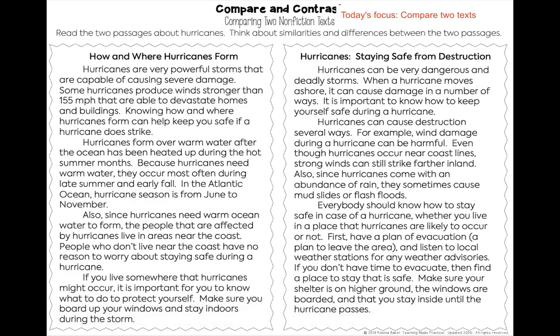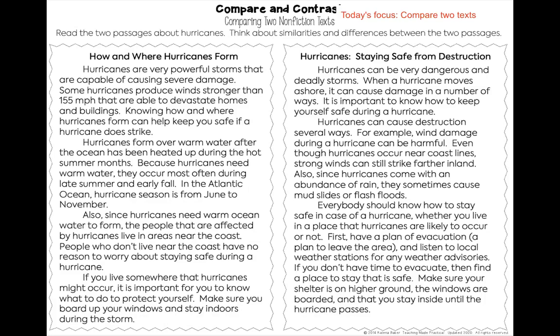Hurricanes are very powerful storms that are capable of causing severe damage. Some hurricanes produce winds stronger than 155 miles per hour that are able to devastate homes and buildings. Knowing how and where hurricanes form can help keep you safe if a hurricane does strike. So I would stop, maybe pull out a main idea sentence from there. It's starting to tell us that it's about the damage that they cause. But then it also says how to keep yourself safe. So so far I think both ideas will come into play, but let's read on to find out.